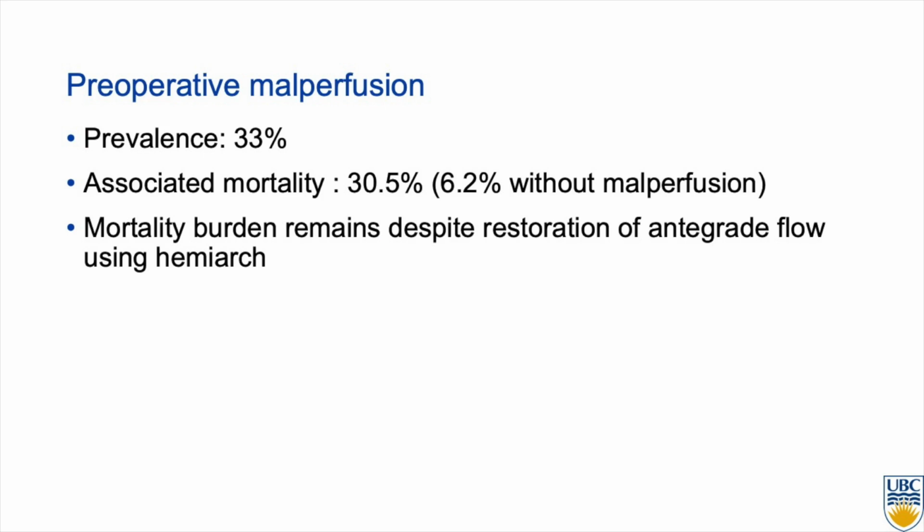Now I'll discuss briefly some specific scenarios with regards to acute dissections. The first one being preoperative malperfusion. Its prevalence is about 1/3 of patients. It has an associated mortality that is increased when compared to patients without malperfusion, and it's been shown that the mortality remains in a lot of patients despite a successful simple hemiarch repair. Therefore, there is a substantial benefit to be gained from being able to reverse this malperfusion.